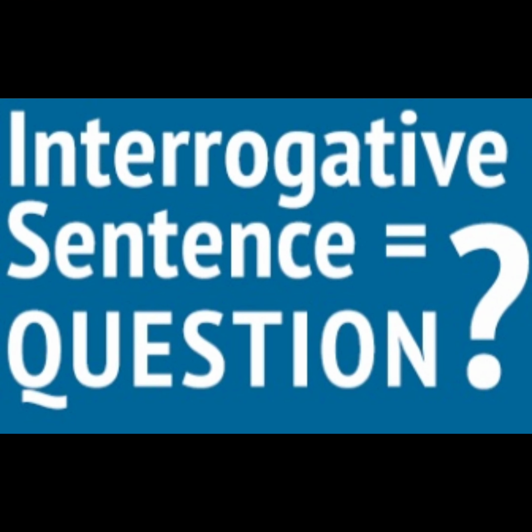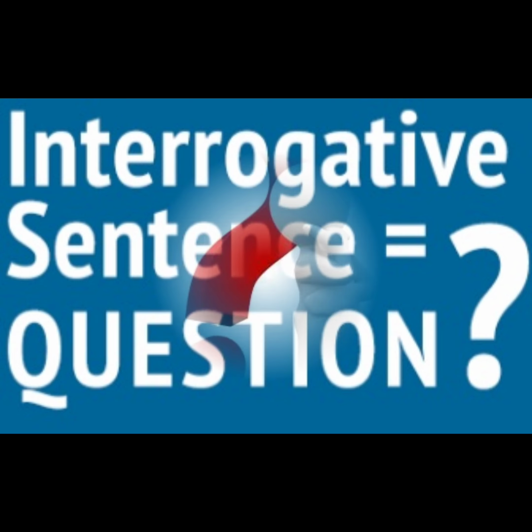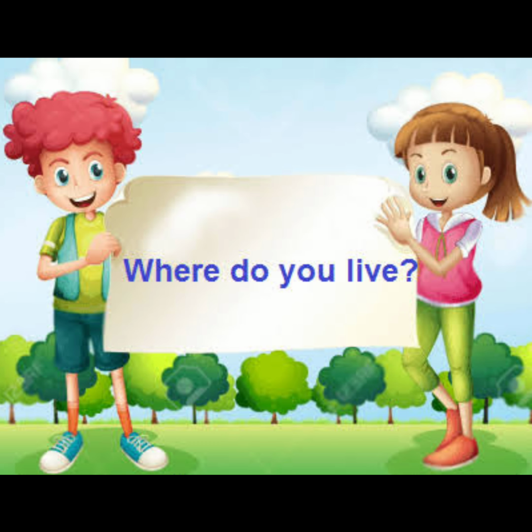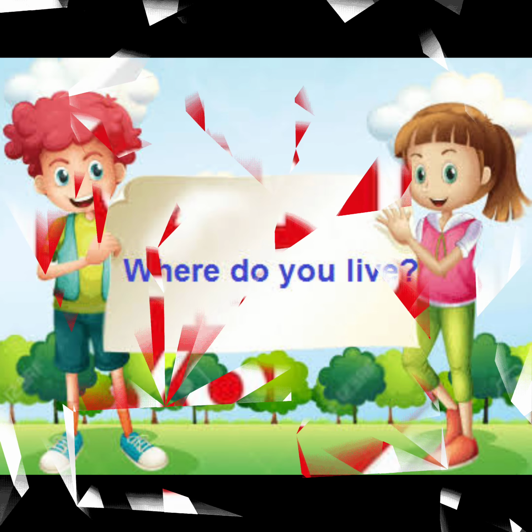And the second one is interrogative sentence. A sentence that asks a question is called an interrogative sentence. The question mark is placed at the end of an interrogative sentence. For example, where do you live? Or, can I help you?